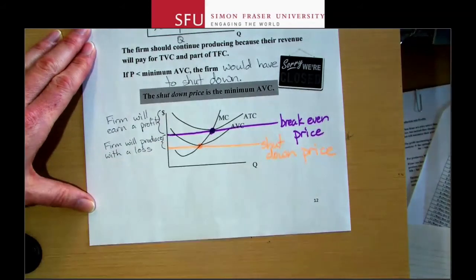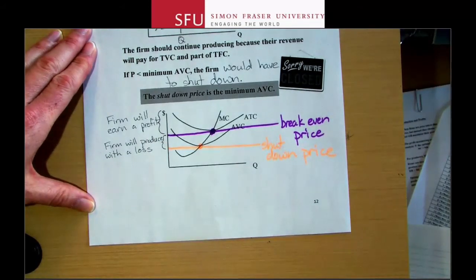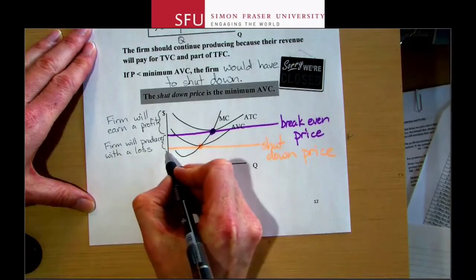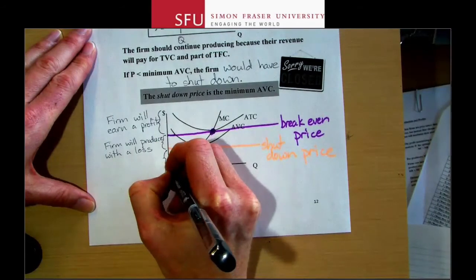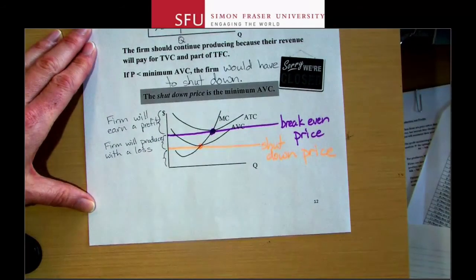And again, they would only do that in the short run. If they kept losing money, they'd eventually close down. And then finally, prices that are less than the shutdown price, that is when the firm cannot afford to operate at all. So they will shut down.